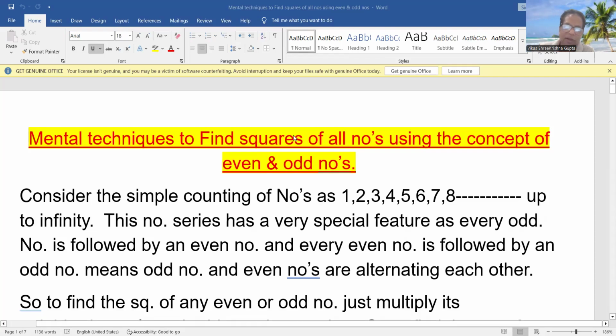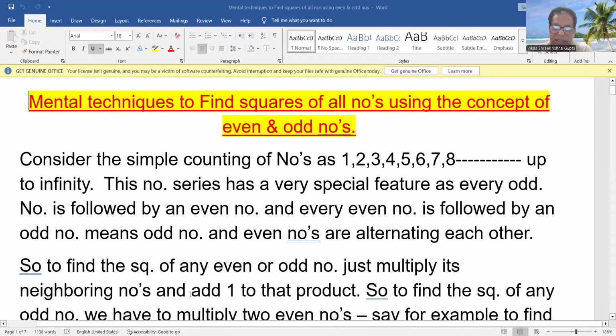But there is one very peculiar feature of this series, and that is that every even number is followed by an odd number, and every odd number is followed by an even number. Suppose I say 2 is an even number, then it is followed by an odd number 3. In the same way, 3 is an odd number followed by an even number. 4 is an even number followed by an odd number. Then again 6 is an even number. It means even and odd numbers are alternating with each other in this table. And this is the fact which I will use to find my squares.